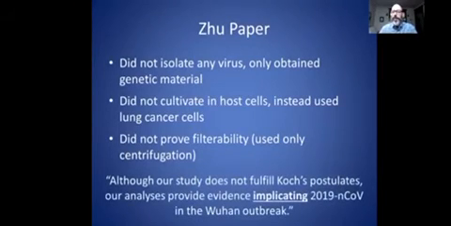And this is what they said in their conclusion. So once again, an honest author. Although our study does not fulfill Koch's postulate, so they acknowledge that outright, our analyses provide evidence implicating 2019 nCoV in the Wuhan outbreak. So we have association, and we have implication. So this is nowhere near causation. This is preliminary findings that basically suggest that you need to do some more studies and actually apply the Rivers criteria if you want to prove causation.